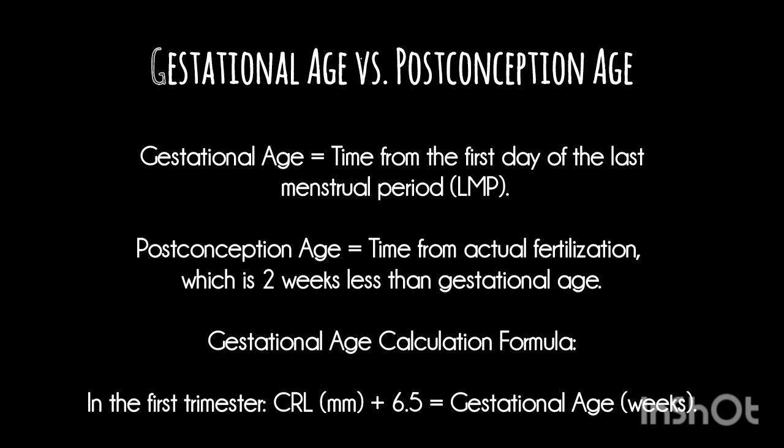Gestational age equals time from the first day of the last menstrual period, LMP. Post-conception age equals time from actual fertilization, which is 2 weeks less than gestational age. Gestational age calculation formula: in the first trimester, CRL plus 6.5 equals gestational age in weeks.